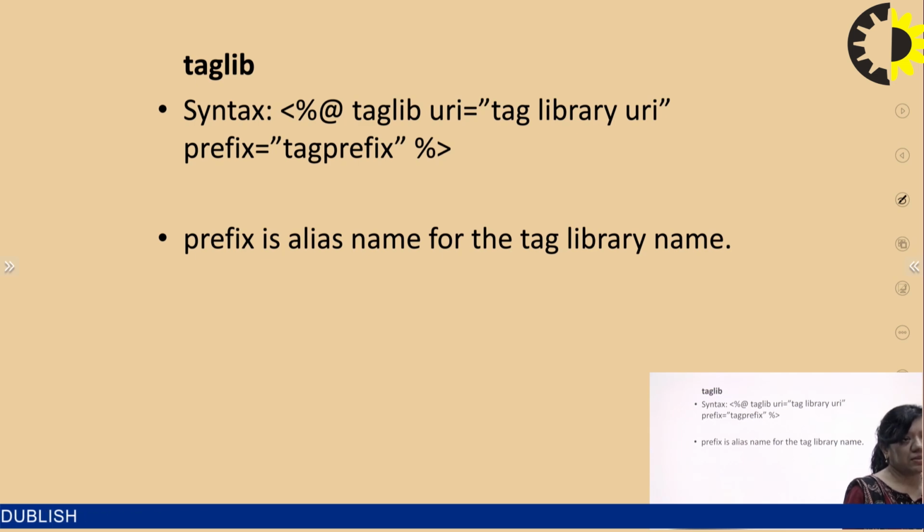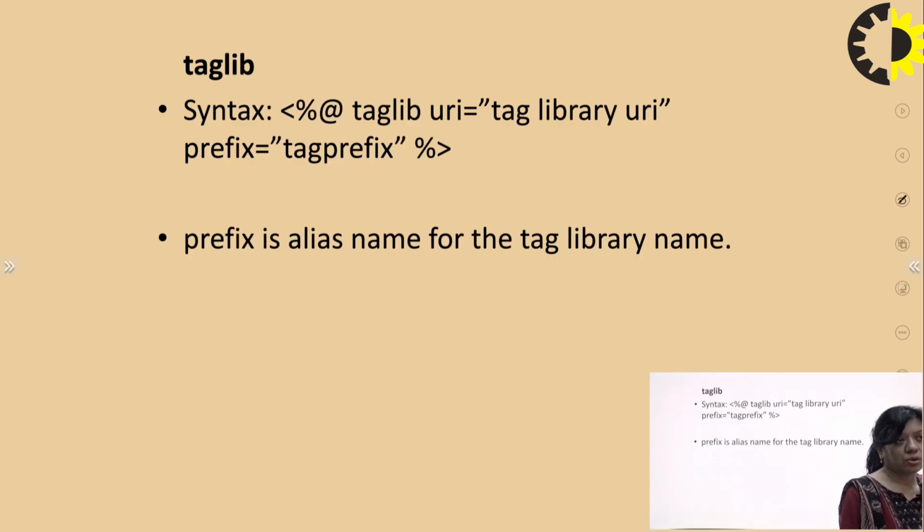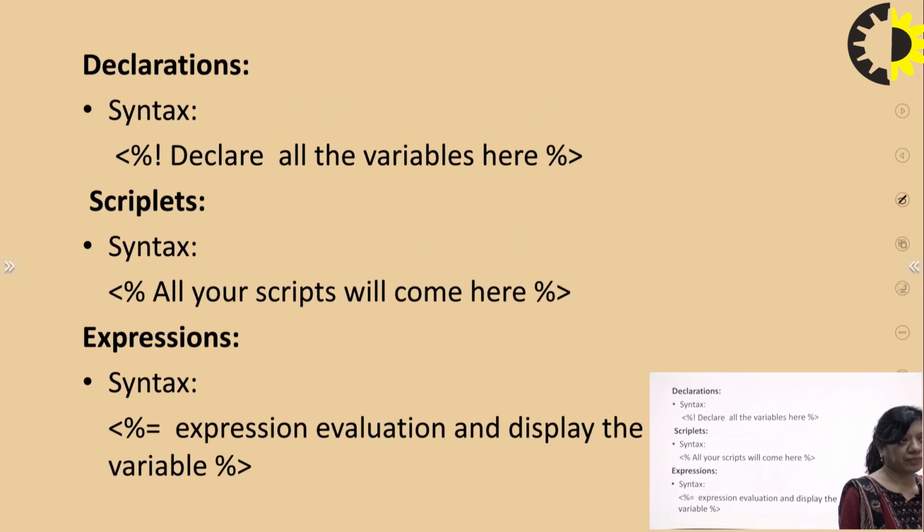Taglib means if we want to use the URL. Prefix means, in short, we can say prefix is the alias name for the tag library name. Declaration means declare all kinds of variables. Scriptlets means you can write all your script. Expression means expression evaluation and display all the variables.